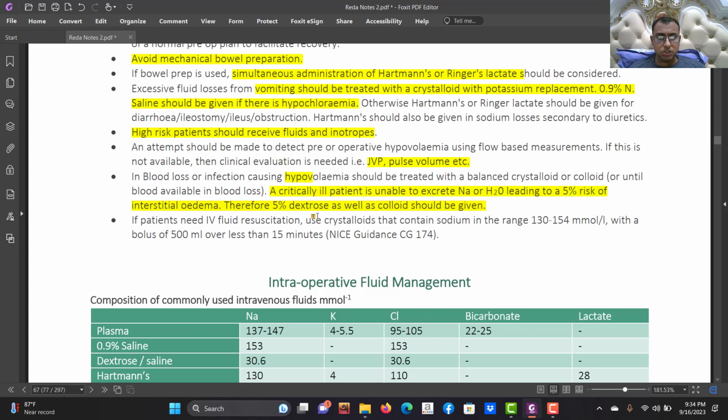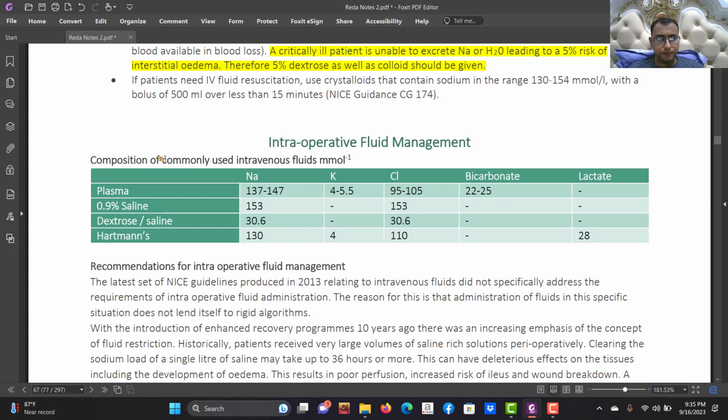Here the message is that in a critically ill patient, those who are unable to excrete sodium or water, there is a risk of edema, that is, syndrome of inappropriate ADH secretion. If you use a lot of dextrose in water, in that case there is a chance of edema or increased ADH secretion. So in that case colloid should be given.